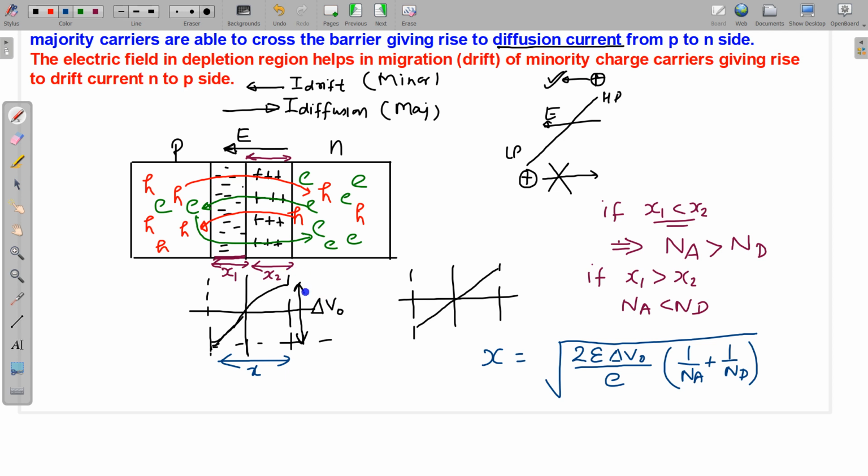So whenever we increase the concentration, the width of the depletion layer will decrease. So increasing the concentration of acceptor or donor atoms will decrease the width of the depletion layer. Let us take a question.